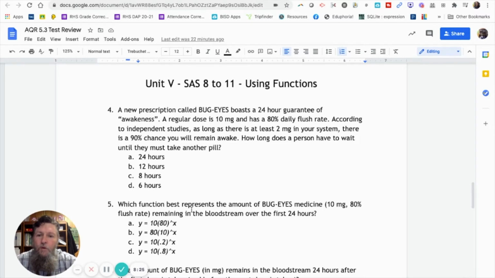Okay, well, if you take 10 milligrams and after 1 day, 80% of it is flushed out, what remains? 20%. Well, what is 20% of 10 milligrams? 10 times 0.2 is 2 milligrams. So you'll have 2 milligrams in your system. There'll be a 90% chance that you'll still be awake. So you're going to have to take another pill after 24 hours. So the answer is A.